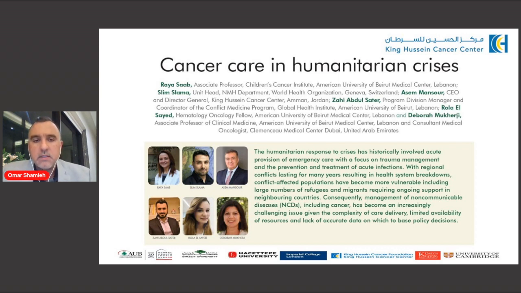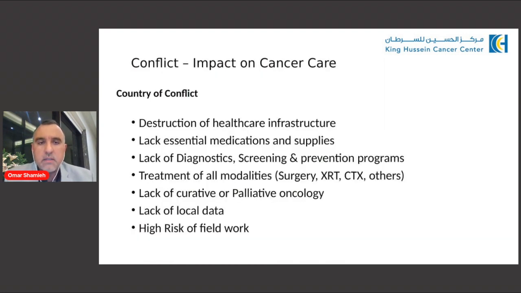Our colleagues from KHCC and AUB have done much research regarding cancer care and humanitarian crisis. As basic information, in countries of conflict like Syria, there is a huge destruction of the healthcare infrastructure. There is a lack of the whole spectrum of cancer control, from promotion, screening, early detection, also diagnosis and treatment, and there is no palliative care. There is no room for either curative care or palliative care. And there is no real data, and the risk for healthcare workers is tremendous, because they either died or even left the country.